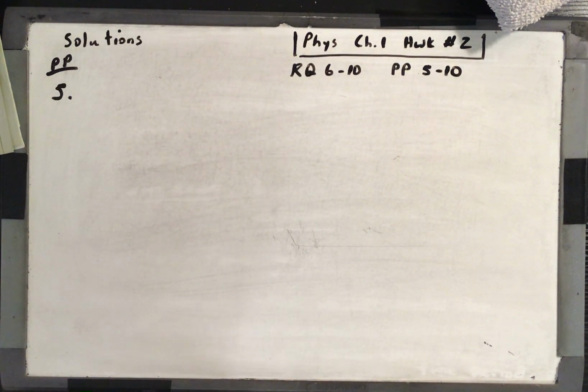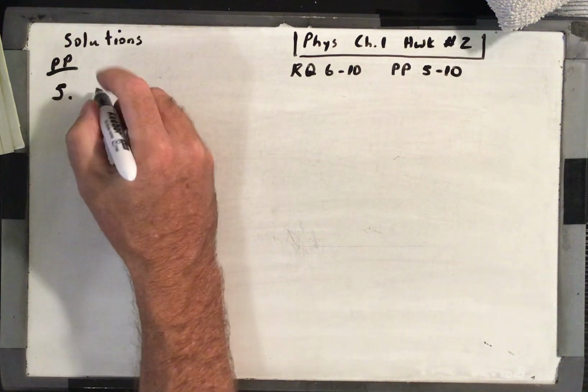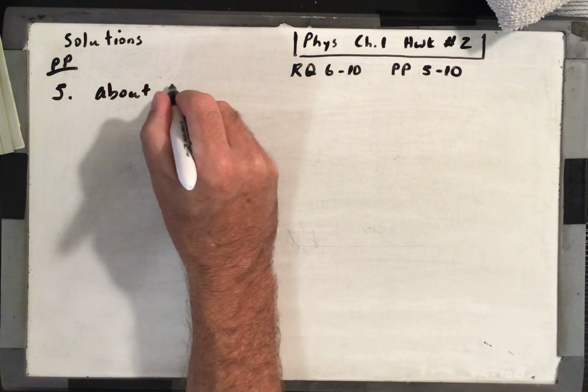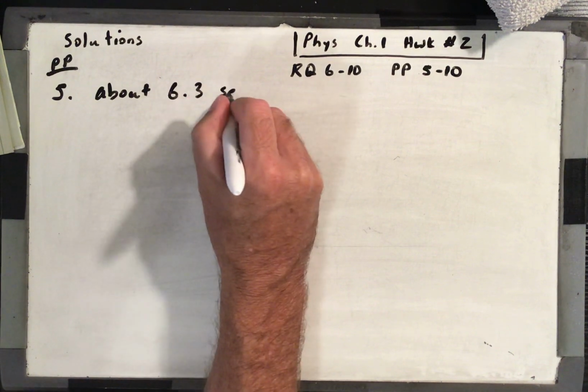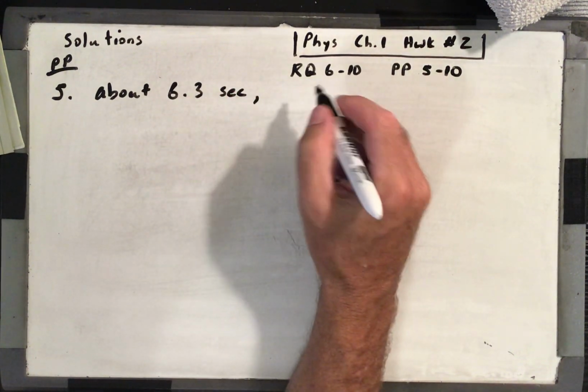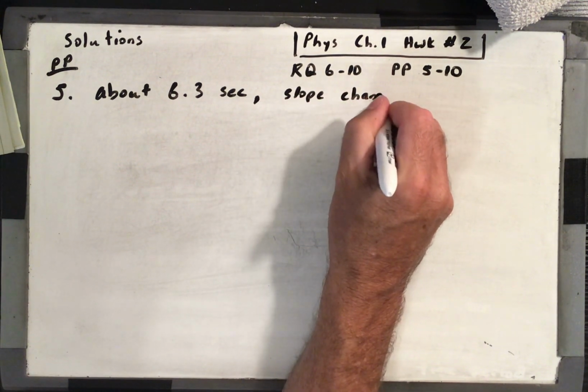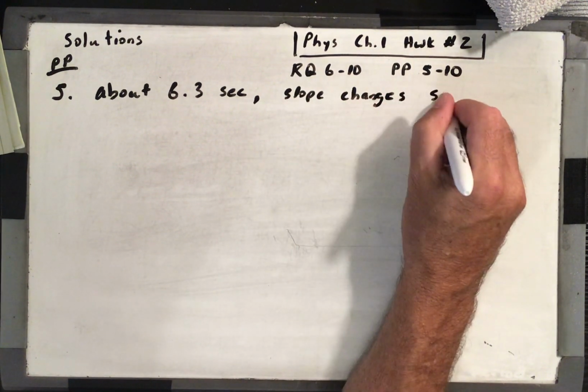So let's say about 6.3 seconds. If you had a little different from that, that's fine, because the slope changes sign at that point.